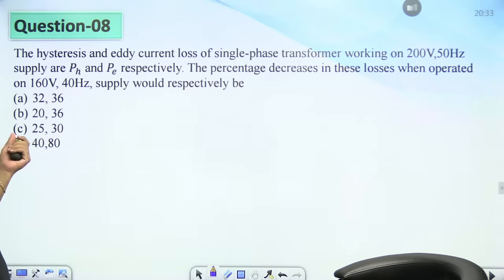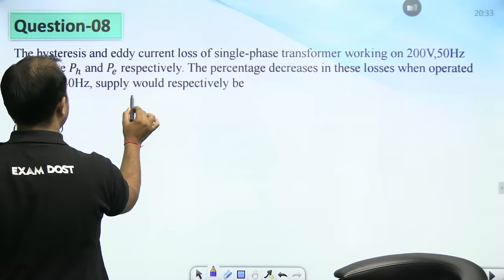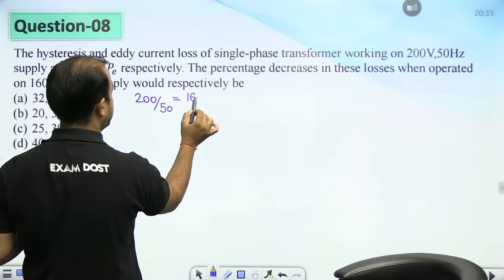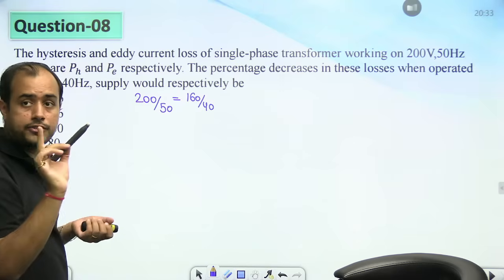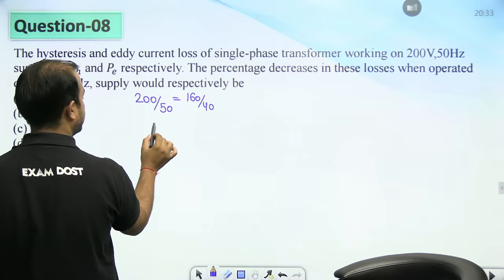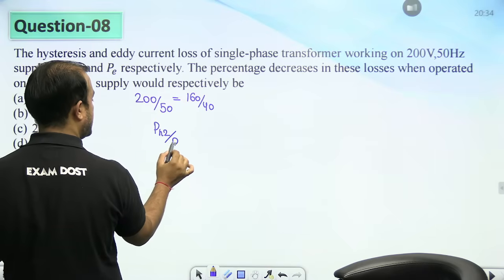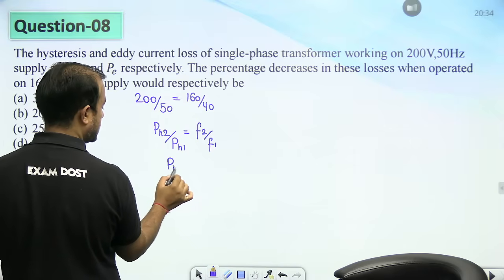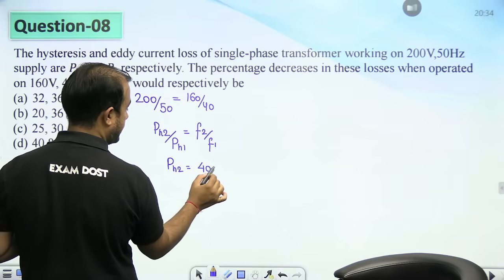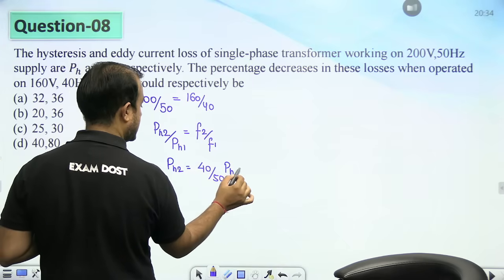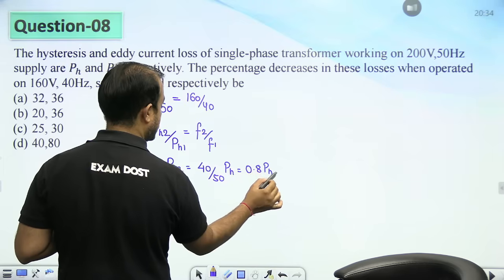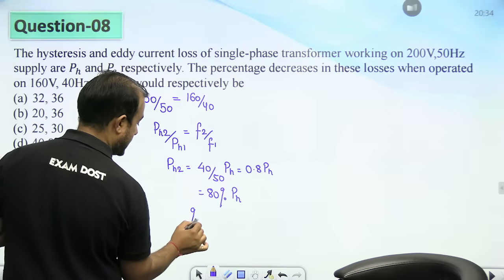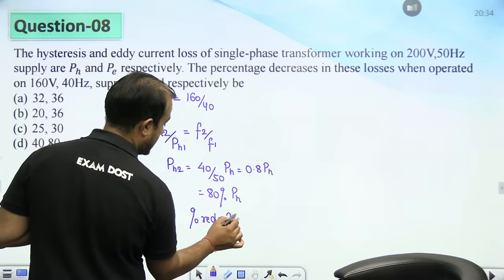चलो देखें, हिस्टेरेसिस एंड एडी करंट लॉस एट 200 वोल्ट 50 हर्ट्ज इज पीएच एंड पी, 160 वोल्ट 40 हर्ट्ज. So again 200 by 50 is 160 by 40. So in each of these questions, first you have to check V by F. Okay. So pH2 by pH1, it will be proportional to frequency. 40 by 50 pH. So 0.8 pH. That is 80% pH. So what is the reduction? Reduction is 20%. ठीक है, 20% रिडक्शन हुआ.